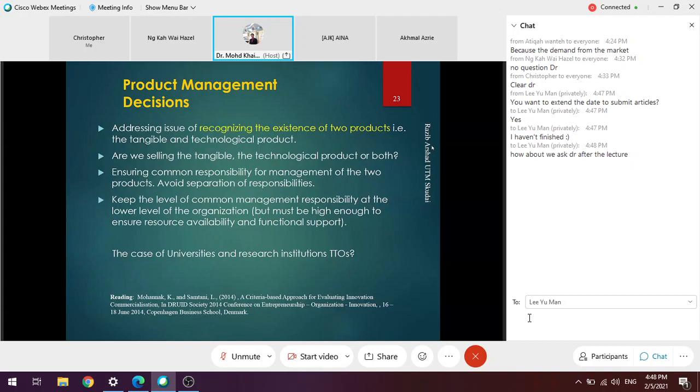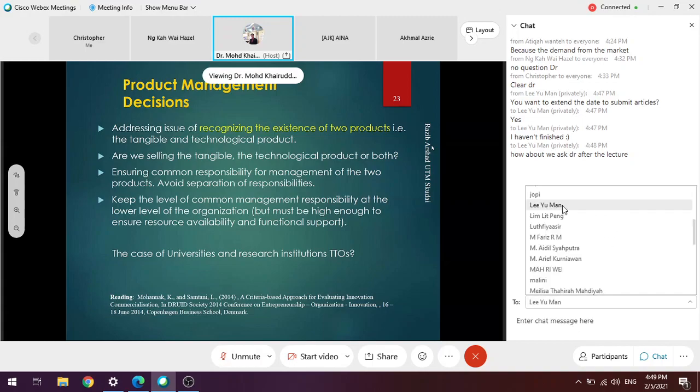Okay? So you have to understand as well, and you have to segregate the technology. What is the intangible technology and what is the tangible technology in your area? So this is the thinking that must be in every transfer. They must have this thinking in their mind, the product management decision, okay?